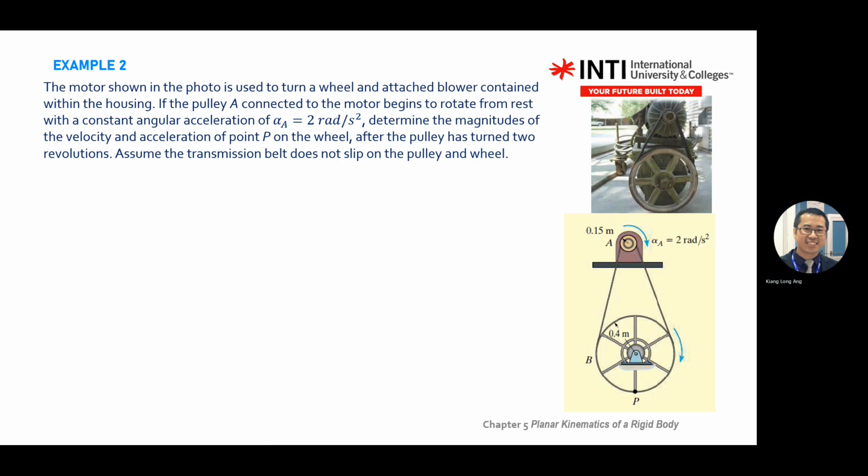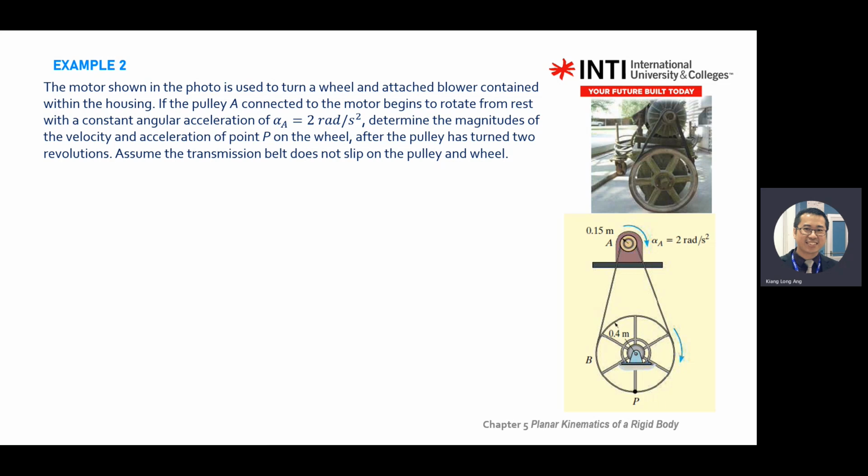Okay, so you're given the alpha in radians. And also when it comes to rigid body, you always see round body revolution. Okay, revolution means one round. So one revolution equals 360 degrees, equal to 2 pi radian. So you do the conversion.